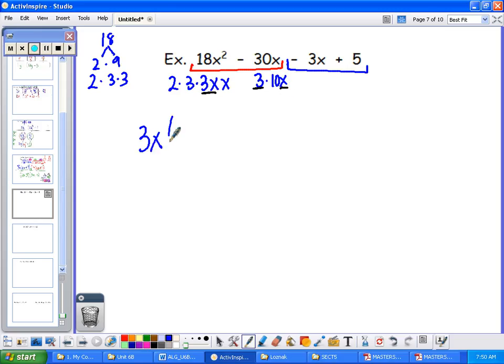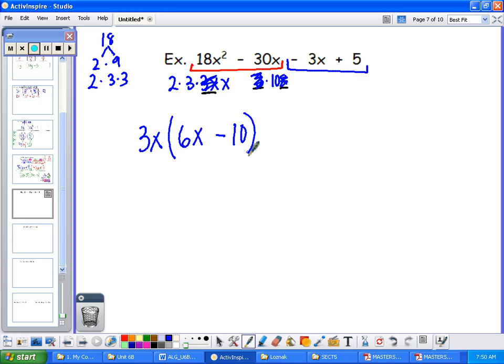3x is my greatest common factor. And what's left over? 2 times 3 is 6 and an x. I'm going to bring down my minus sign. And when I mark out the 3 and the x, I have left over a 10.